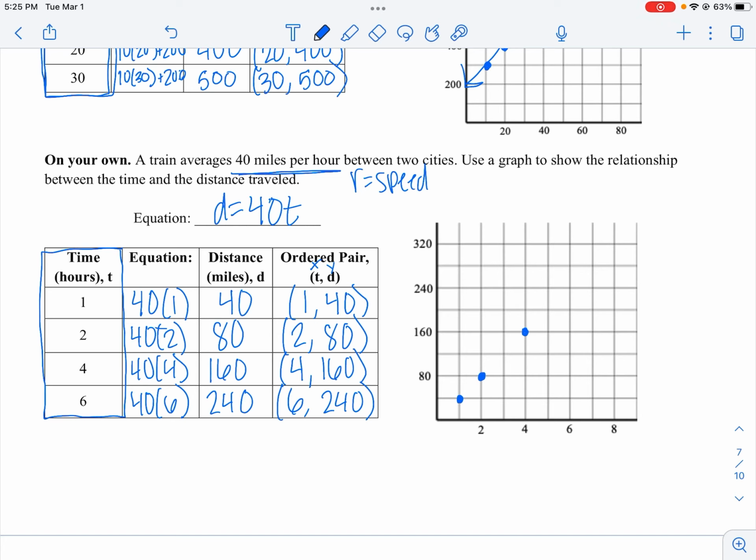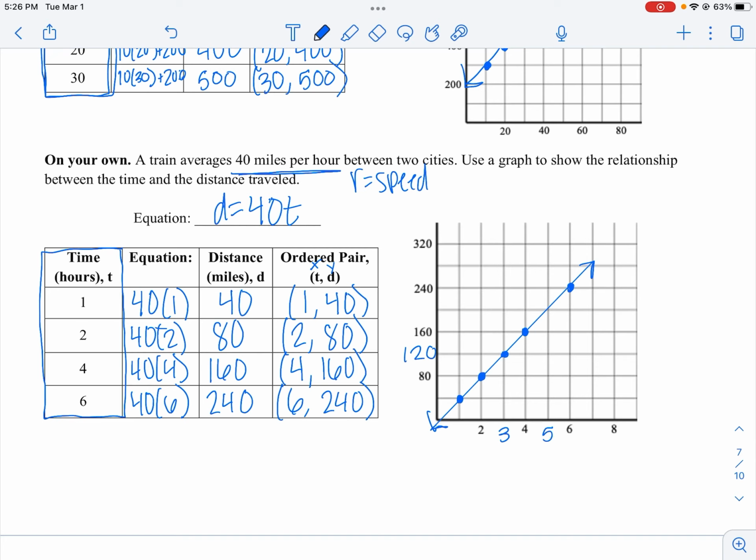And then next we have 6, 240. We're going to go to the right 6, and then up to 240. Just like that. Okay? And then draw your line through all of those. And you're done. Okay, so that means if we wanted to find out any other hours, we could just put them in. So at 3 hours is right here. And that is, let's see, that is 120. So at 3 hours, we go 120 miles.